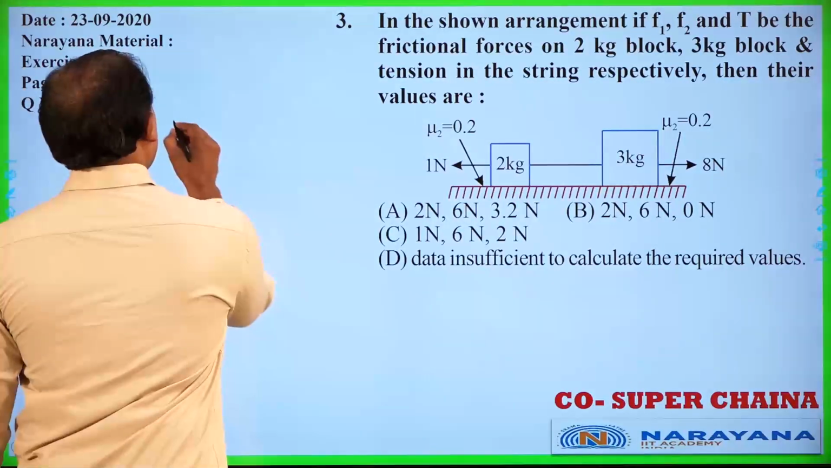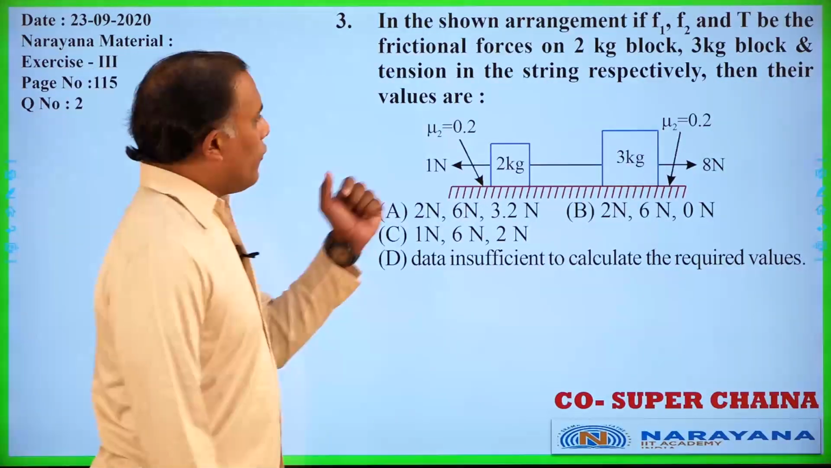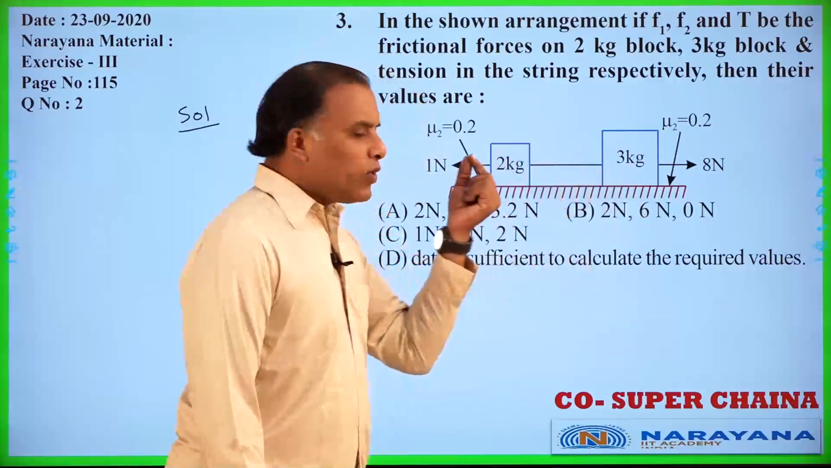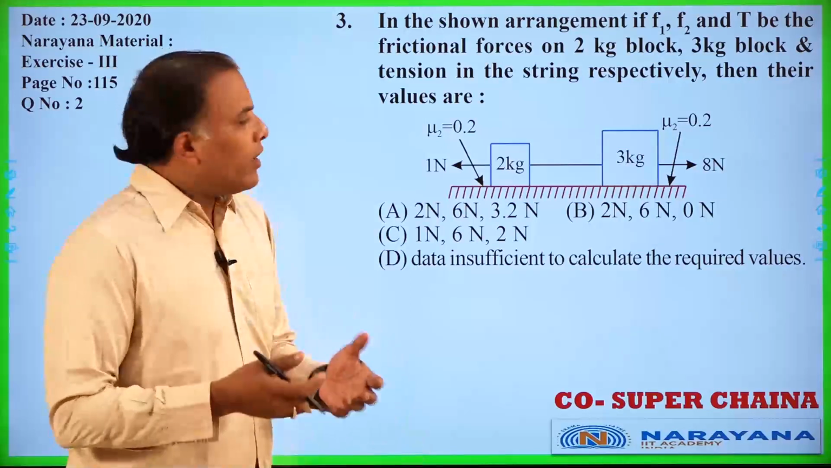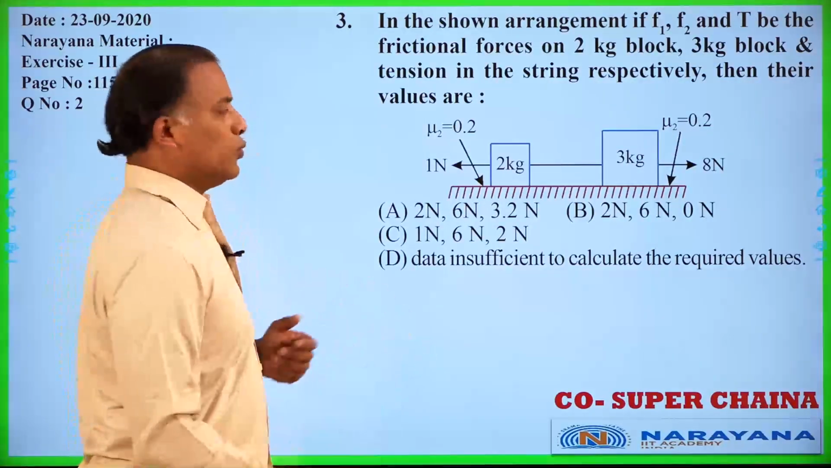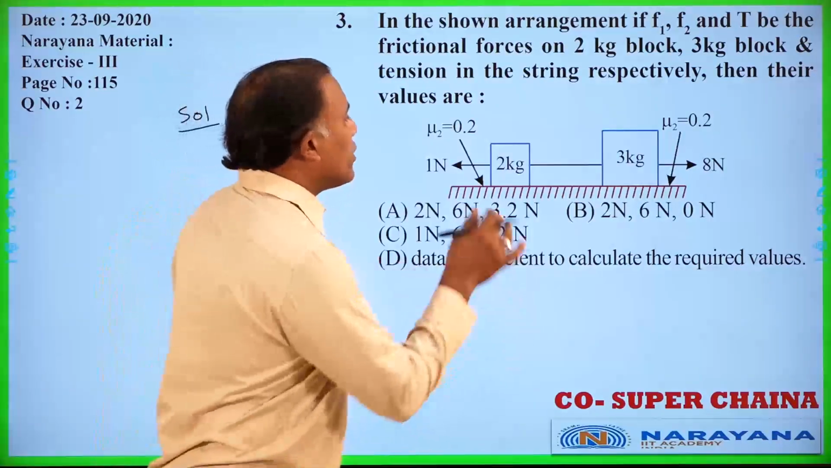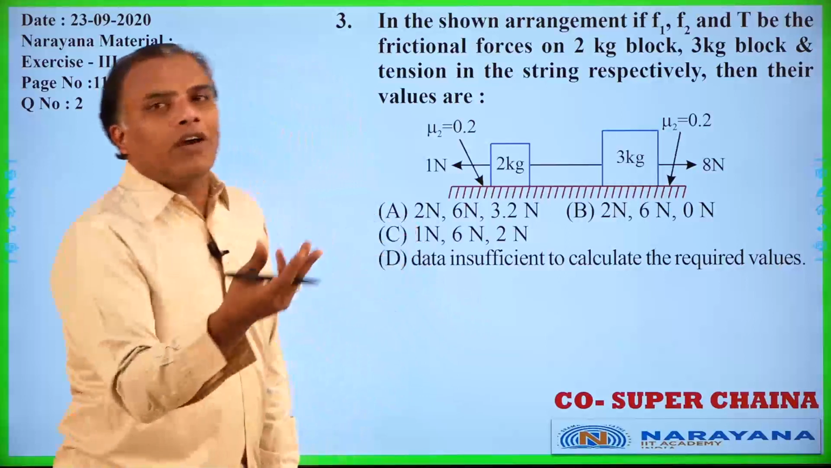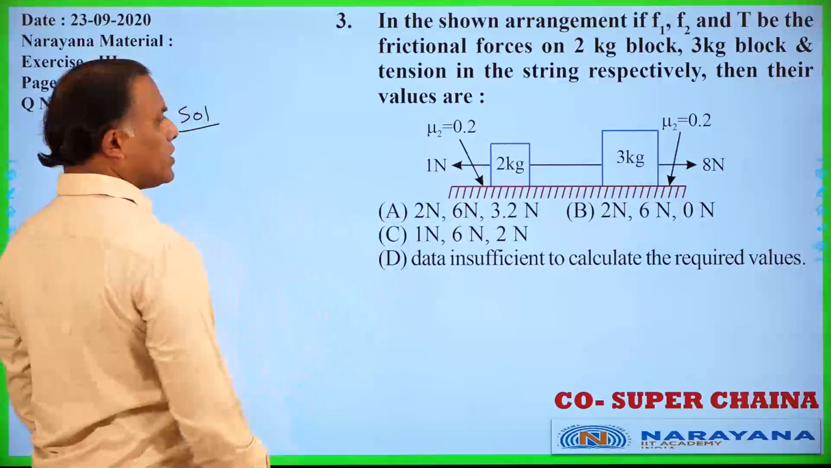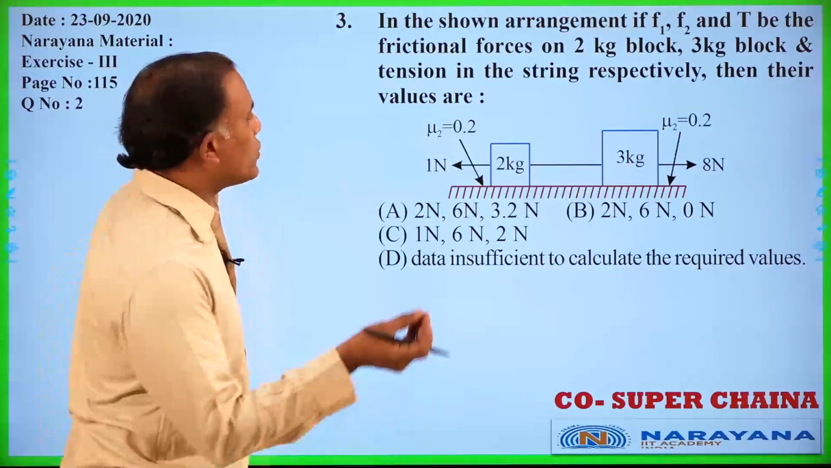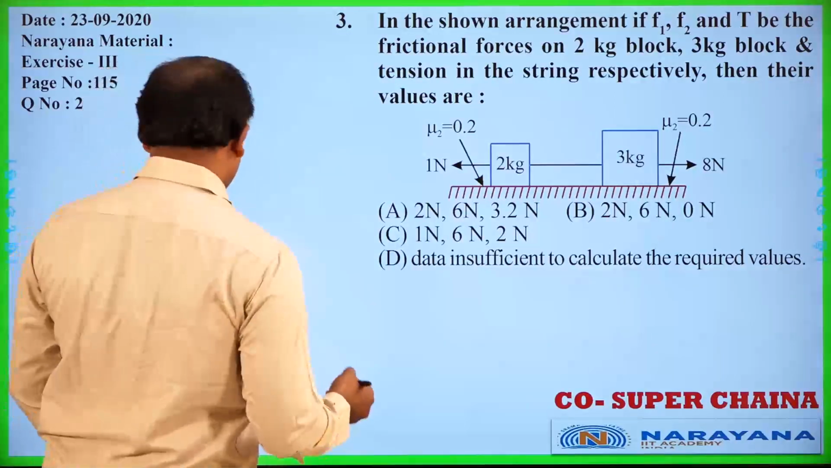Before going to solve this question, whenever you are solving friction problems, first find the maximum possible friction on 3 kg and the maximum possible friction on 2 kg. Let us take that they are trying to move, they are in motion. Thereafter, we can conclude whether they are moving or not. So first, maximum frictional forces. What are the maximum frictional forces possible on the blocks?